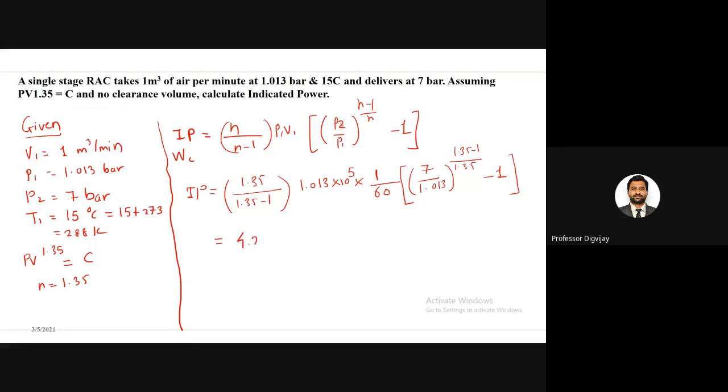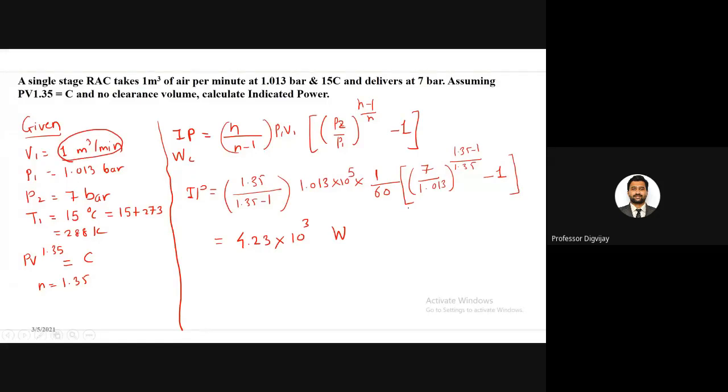Others also please calculate, because the one who is calculating will understand what is happening here. If you are just looking at the screen and not practicing, that will be a complete waste of your time. So 4.23 into 10 to the power 3, the unit here will be watts, because the volume is given in terms of per minute.